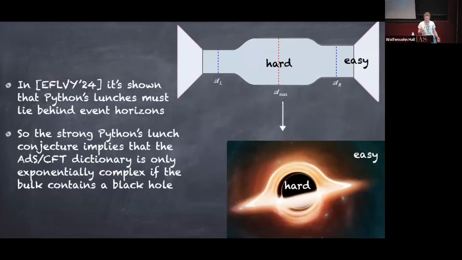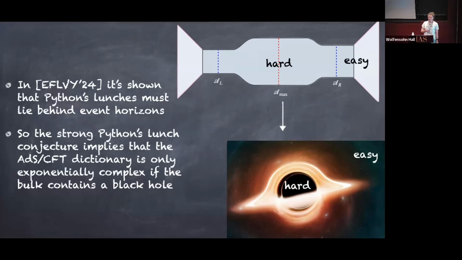And in a separate paper, also by Netta and co-authors, it's shown that Python's lunches must lie behind event horizons. So therefore, if you accept the strong Python's lunch conjecture, this implies that the AdS/CFT is only exponentially complex if the bulk contains a black hole.